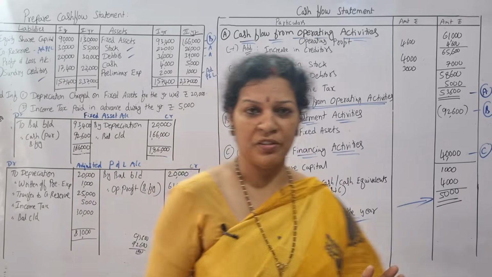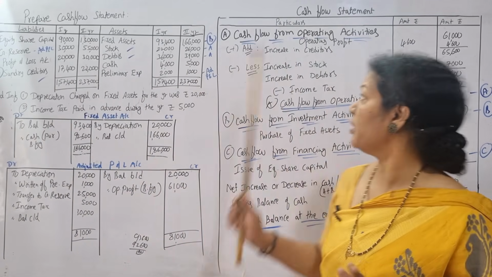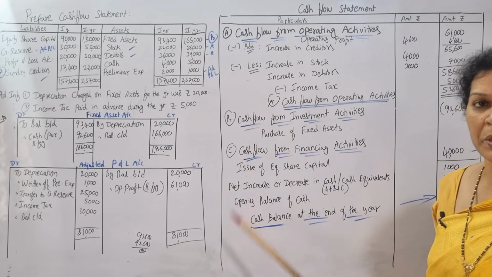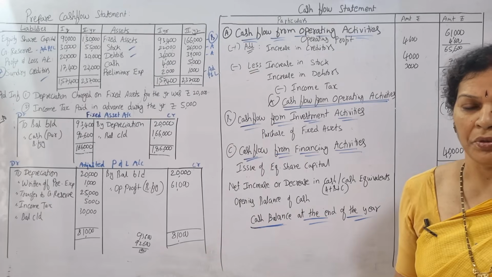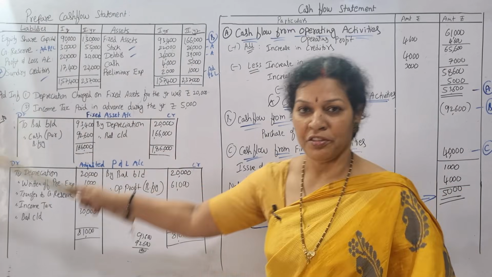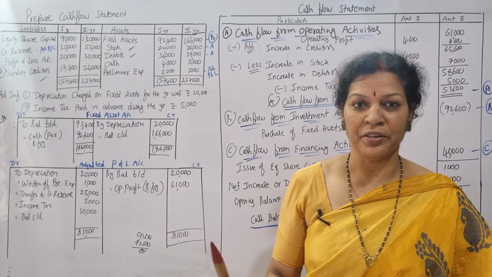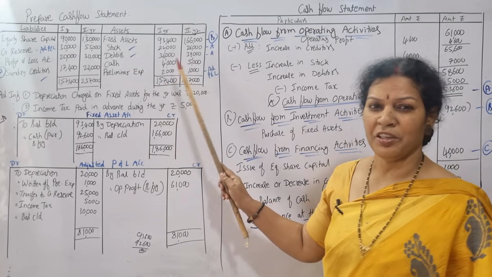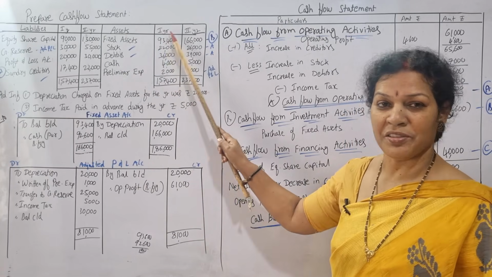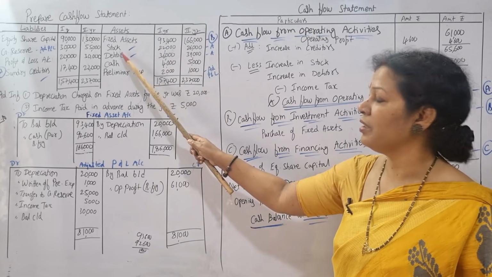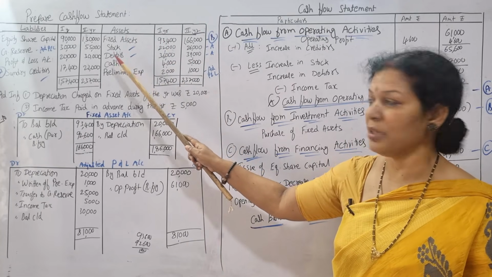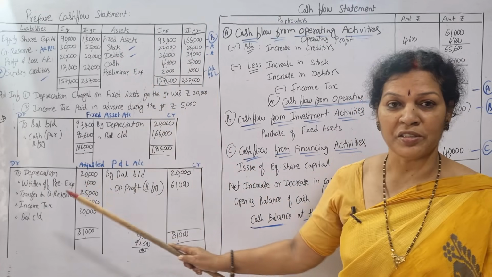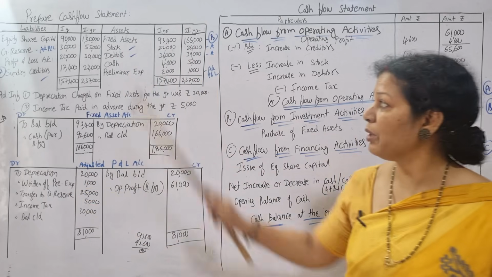See, the problem is very simple. The only thing is you should have a good understanding about these three: cash flow from operating activities, cash flow from investment, cash flow from financing. And when the balance sheet is given, you have to identify each and every item. Where does it come? Cash, anyhow, we don't touch. Fixed assets, B bit, we have written. And current assets, current liabilities, A bit. Stock, debtors, current assets, so A bit. Preliminary expenses, adjusted profit and loss account. You have to identify them.